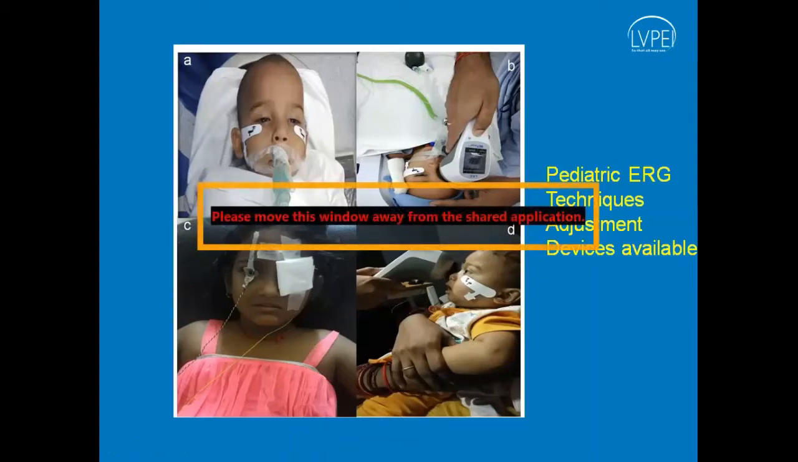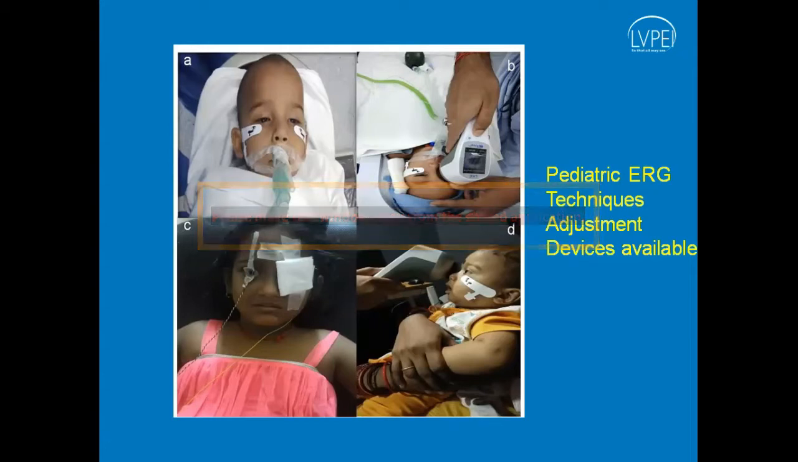The waves, amplitude and implicit time of all the electrodiagnostic tests undergo a lot of change during initial age and also later part of life. Usually by school going age, they become the adult level, like 3 to 4 years of age. Some waveforms start maturing after 6 months of life, some at 1 year of age.